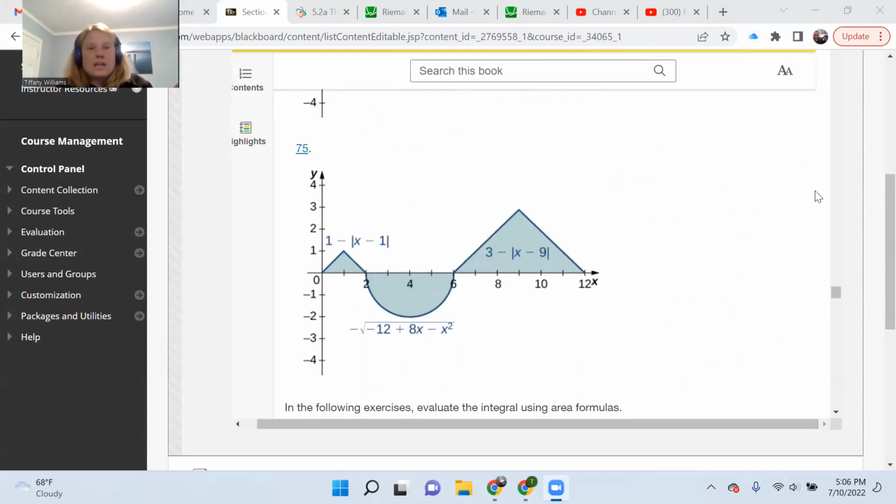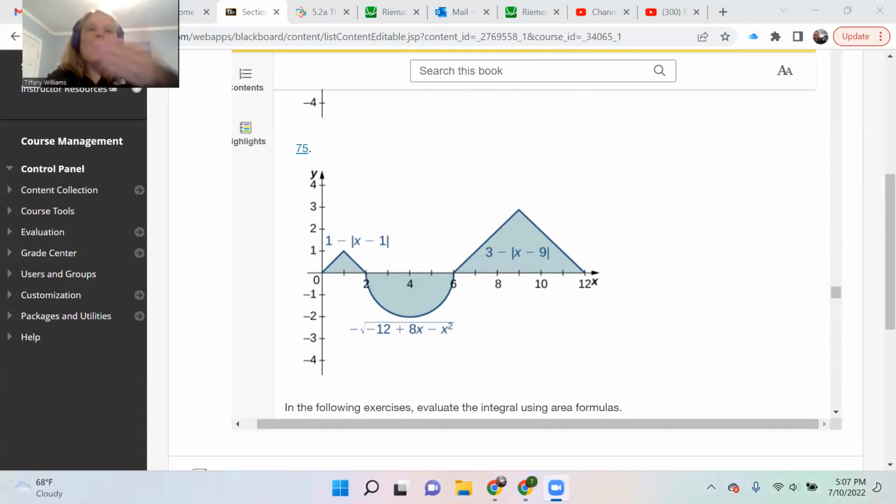So if I was going to take the integral, I'd say the integral from 0 to 12 of the first function plus the second function plus the third function. Now, I know you're like, well, but the second function is going to be negative. The math will work itself out. And if you'll notice, when I add it, it's actually a minus or negative square root of negative 12 plus 8x minus x squared. So it works itself out. So let's go through, instead of me writing all that down, we'll just use our stuff here.